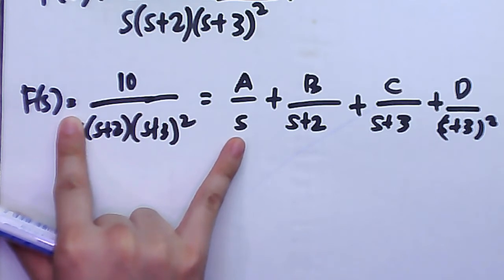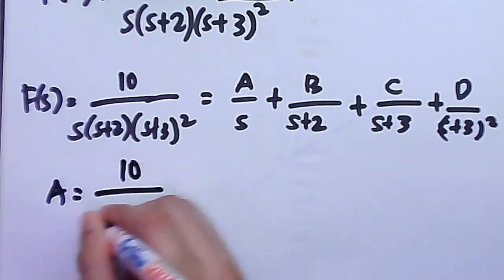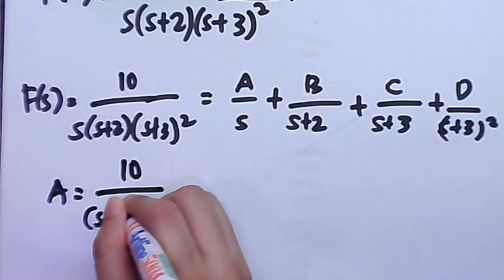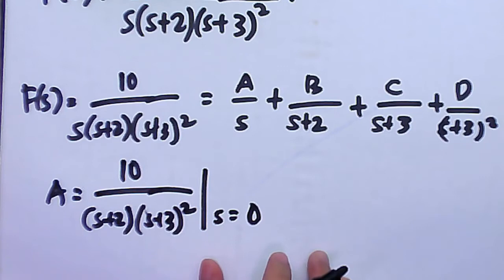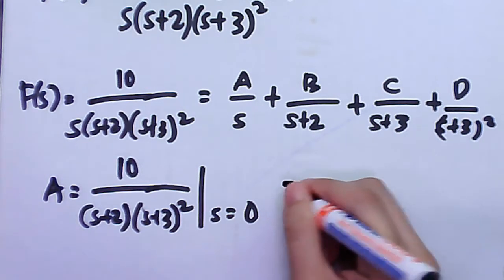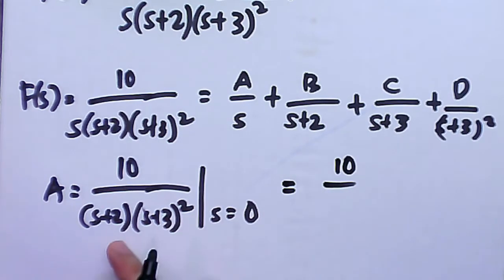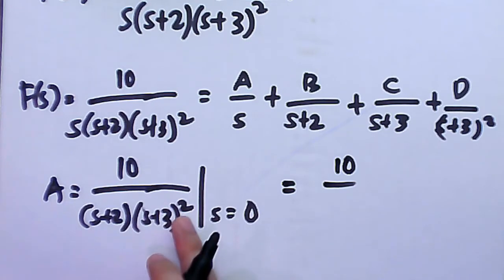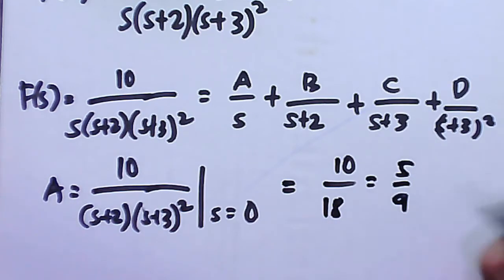So basically, yung A natin can be determined as 10 over s plus 2 times s plus 3 squared when s equals 0. In that case, this is simply 10 over 9, kasi yung s mo 0, so this is 9, times 2. So, 18. 10 over 18. So, this is basically 5 over 9. Okay? So, that is for your letter A.